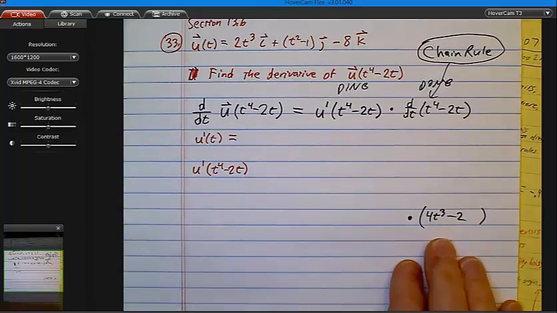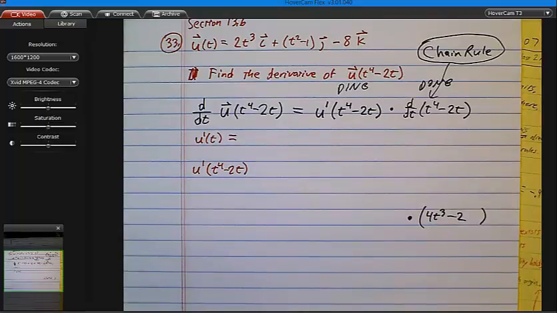Is it also okay to plug in that chunk into where t is in the original function? I wouldn't do that. No. Can you? Sure, you can. Let's go back to Calc 1 for a second, guys.